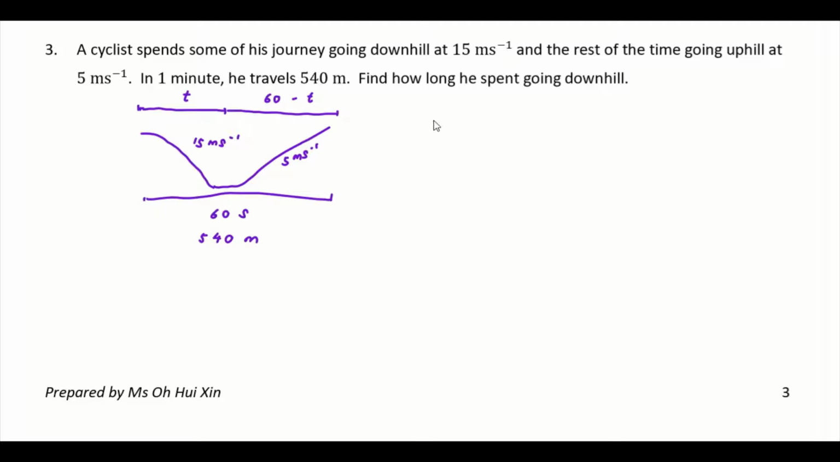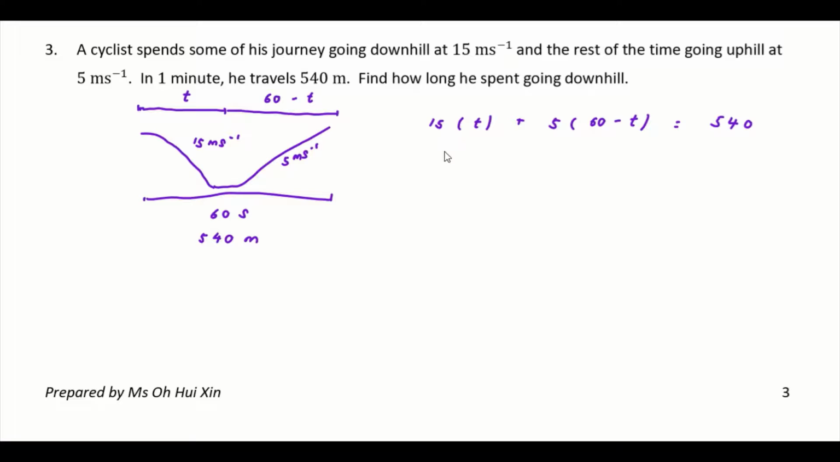So for us to form an equation using the total distance, it will be 15 multiplied by t, the velocity multiplied by t, plus 5 multiplied by 60 minus t, equal to 540. You might have a question: where do we need to put positive and negative, since this is going downwards and this is upwards? You don't need to, because in 1 minute he traveled 540. So the 540 is more like a distance than a displacement.